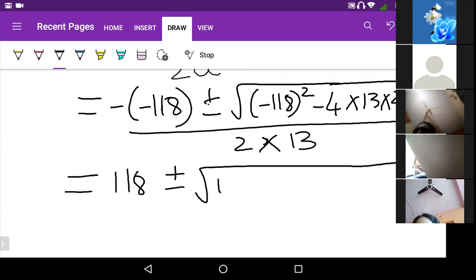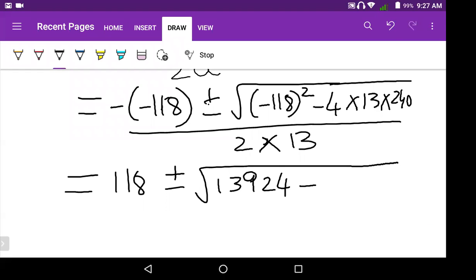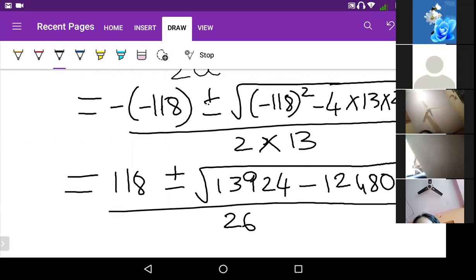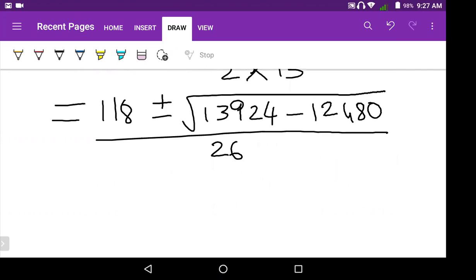118 square is 13924 minus 4 into 13 into 240. What is the answer that you get here? 4 into 13 into 240 is 12480. Okay. Divided by 2 into 13, which is 26. Okay, so next step.